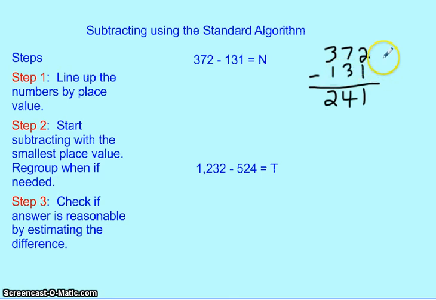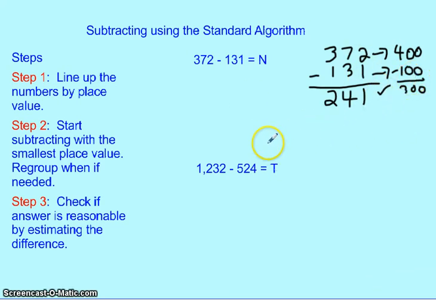Let's see if our answer is reasonable. Let's round these. 372 to the nearest hundred would be 400. Go back and look at that video if you don't understand why 372 is close to 400. And 131 is close to 100. So let's subtract these. 400 minus 100 is about 300. Is our answer close to that? Sure, 241. It's more than 200, so we're approaching 300. So our answer is reasonable. We did not have to regroup this time.